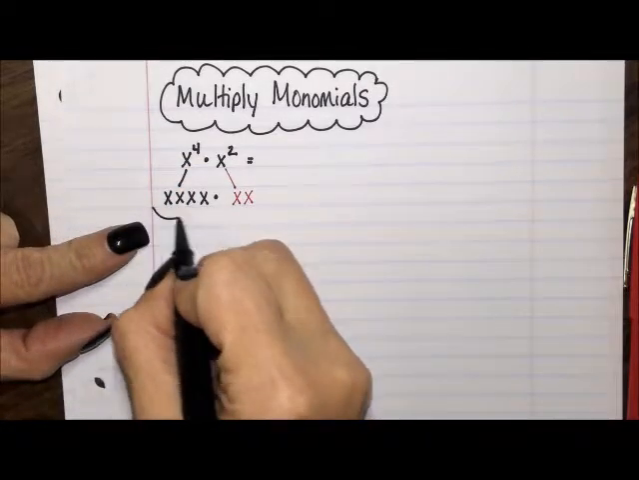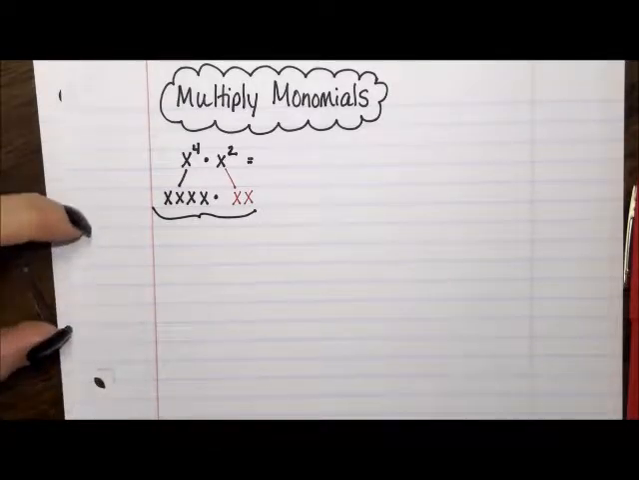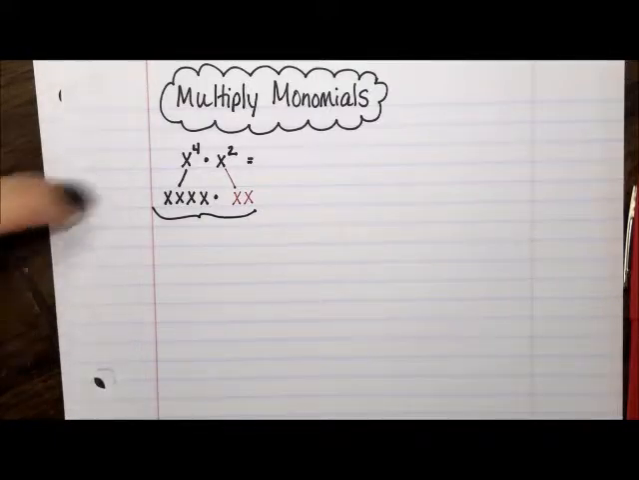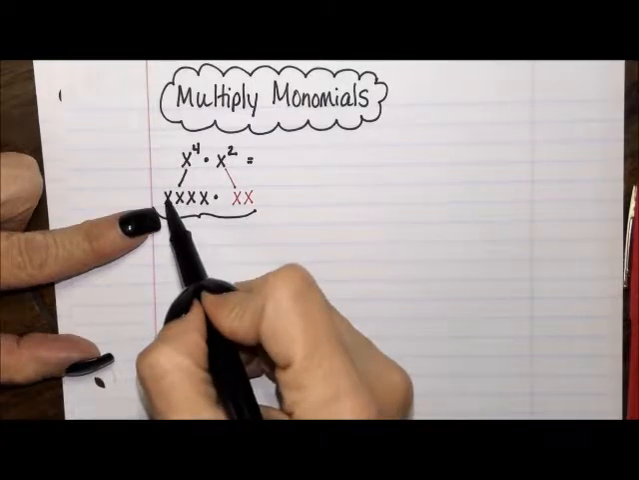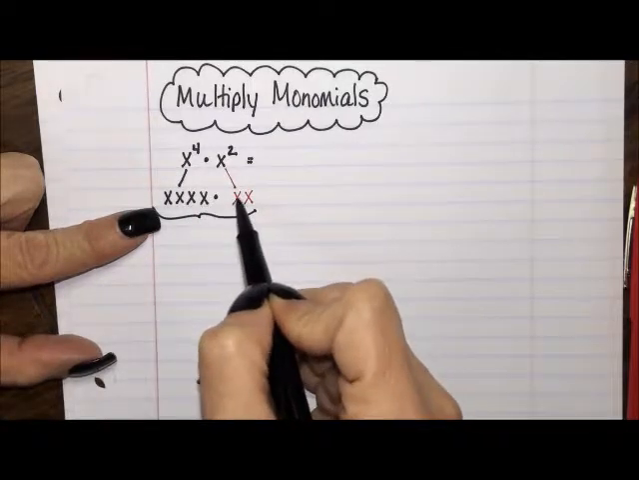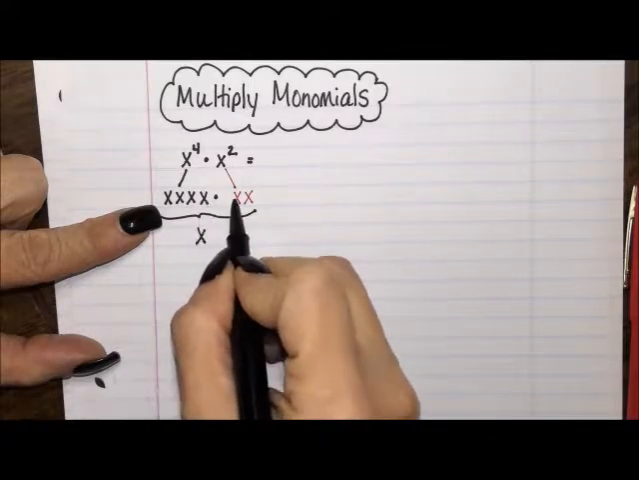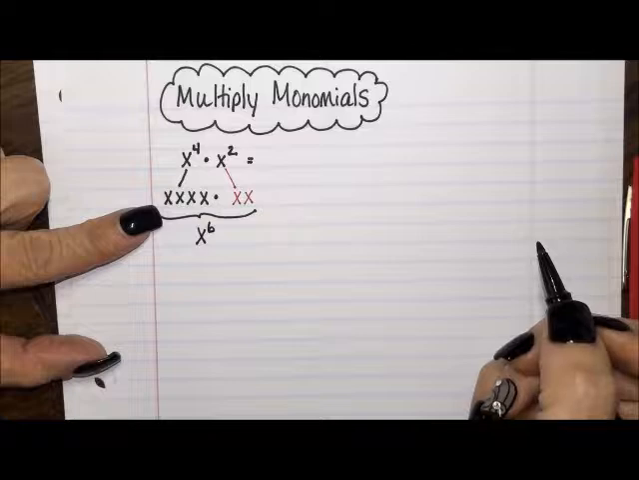Well, here's the nice thing about exponents. How many x's are there? Because I don't want to say x to the fourth times x squared or xxxx times xx. I just want to have a lazy way to write it. 1, 2, 3, 4, 5, 6. So instead of saying xxxxxx, I'm just going to say x to the 6th power.